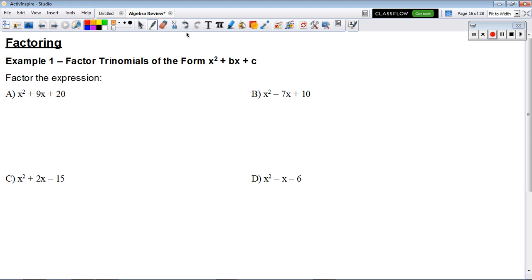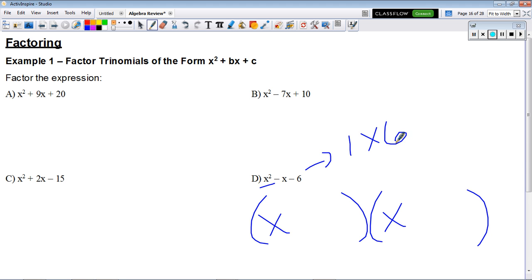For part D, I have, once again, a minus at the end, so this will be x times x, because the first part of this is x squared, and then the factors of 6 are 1 times 6 and 2 times 3.